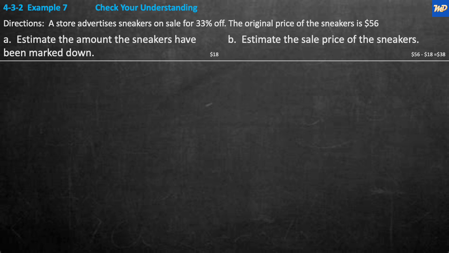Okay, example 7. Check your understanding. A store advertises sneakers on sale for 33% off of the original price. The original price of the sneakers is $56. Estimate the amount the sneakers have been marked down. How much did they mark them down? That's the off piece, right? And then estimate the sale price. So why don't you go ahead and pause the video, try it. When you come back, we'll work it.